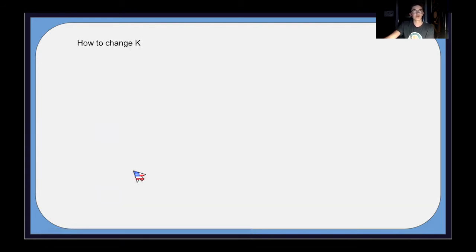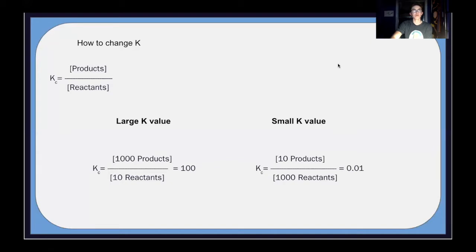How does K change? We know that products are over reactants. So when we add or subtract products or do the same with reactants, K will change. If we have 1,000 product molecules over 10 reactant molecules, we will get a K value of 100, which is a relatively large K value. But if we were to flip the amount of products and reactant molecules, then our K value will flip to 0.01, which is a relatively small K value.